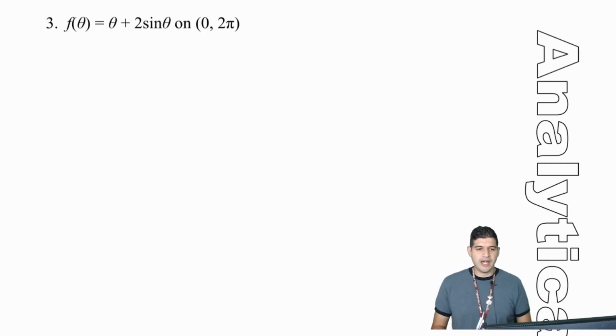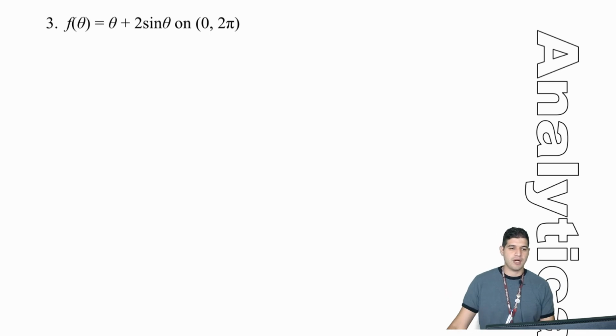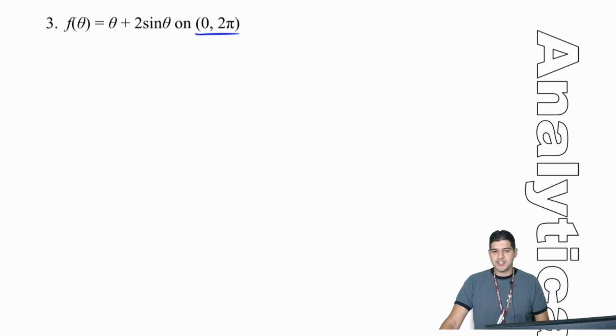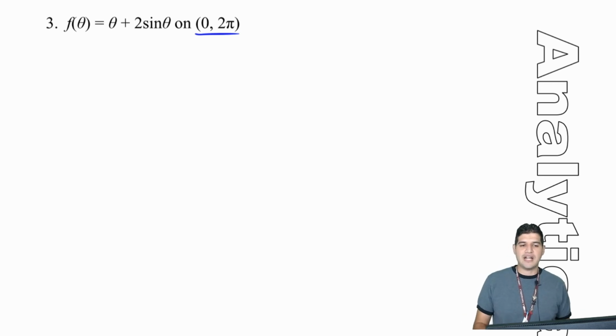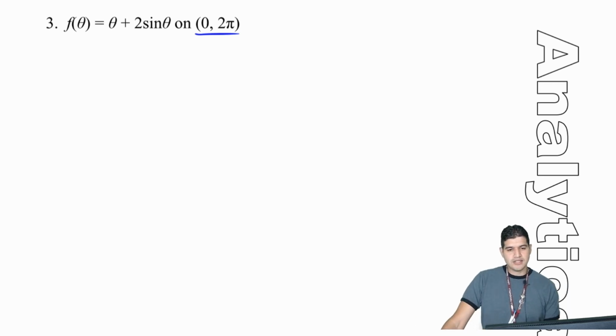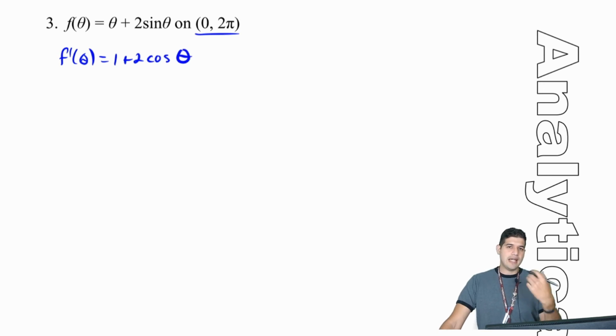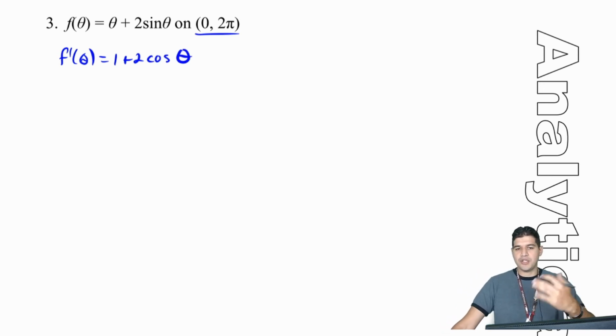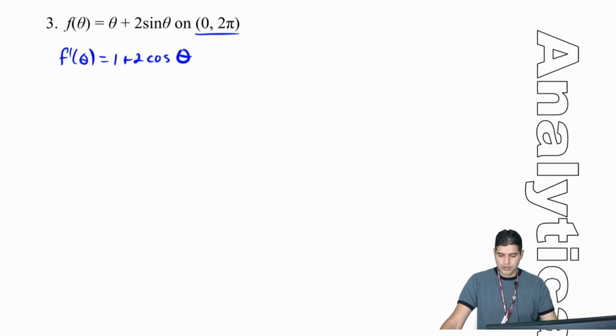So now we have the final problem. This one's going to be a trig problem, and we're only going to be looking on the interval from 0 to 2 pi. But none of the work that we've done so far is going to change. We still want to find the critical values, but now we only care about the critical values between 0 and 2 pi. So let's start by finding f prime of theta, which is 1 plus 2 cosine theta. You really want to know the derivatives of sine and cosine and the other 4 main trig functions. And we're going to set this to 0.